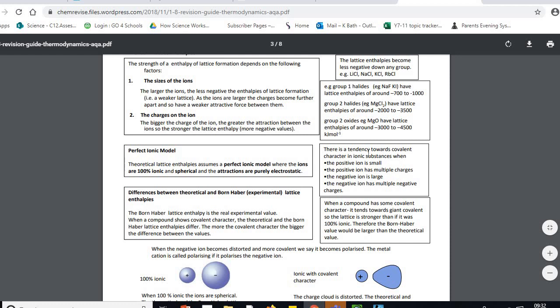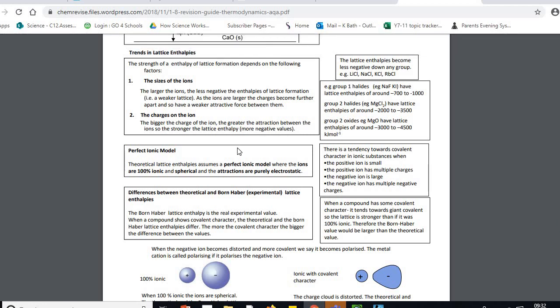here is to talk about the trends, and it says the trends towards a covalent nature. I'll skip that and come back to it, and first look at the perfect ionic model. If the theoretical lattice enthalpy is the same as the practical lattice enthalpy, then we say it is perfectly ionic. Perfect is 100% ionic, and the orbit of the outside electrons here, as you can see, is 100% ionic.